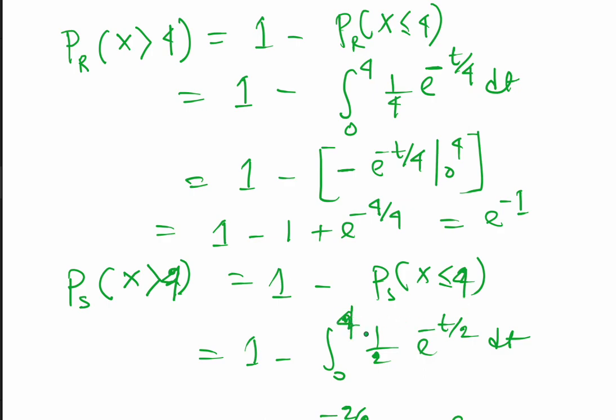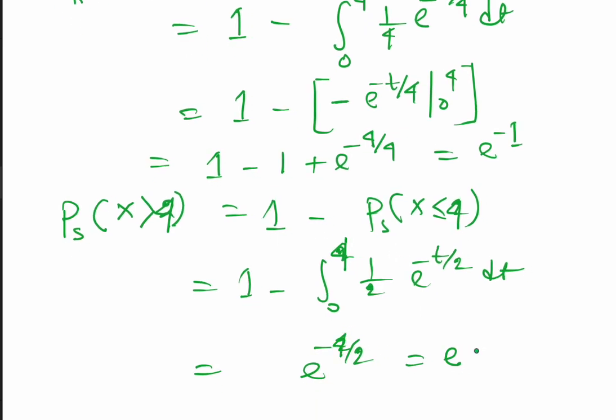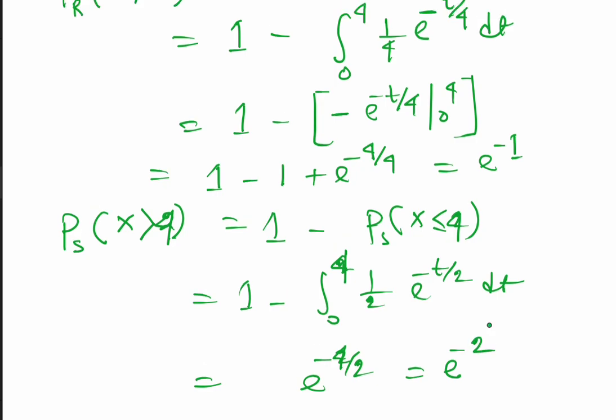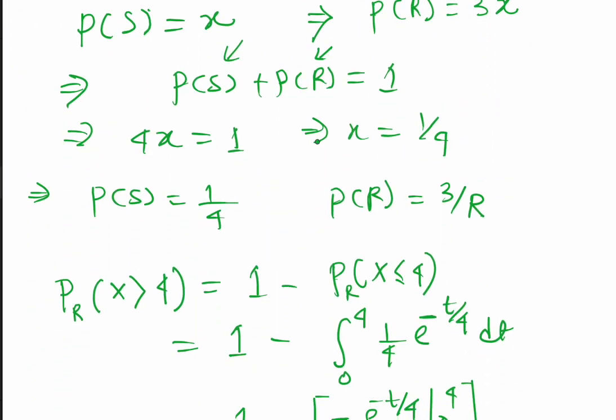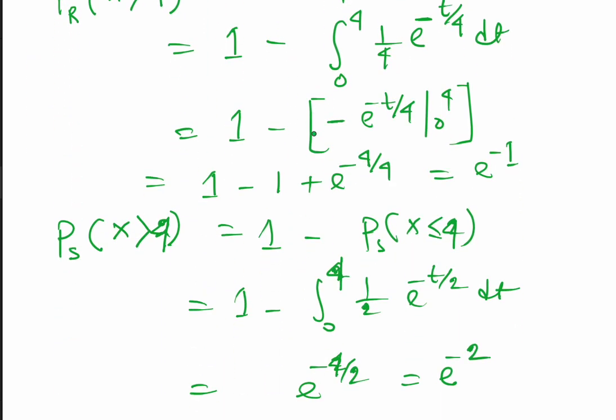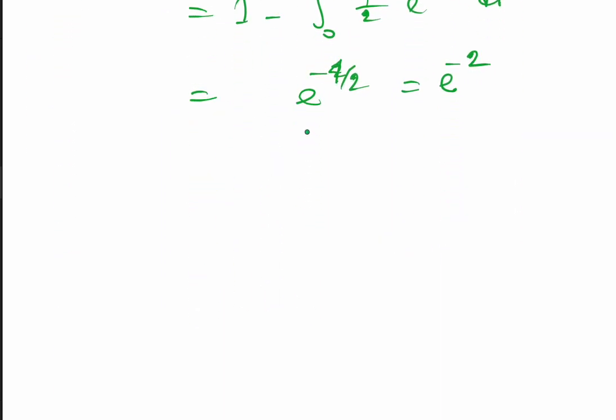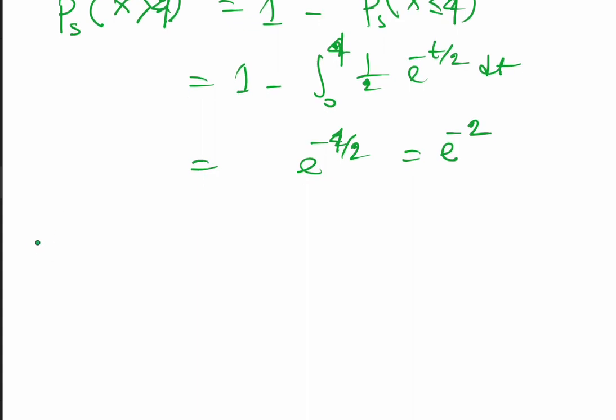So this is 4 by 2 to the power minus 2. Now we have to calculate the probability that if I select a bulb from the mix, it will work at least 4 months. So we have to calculate the probability that the bulb will work for more than 4.